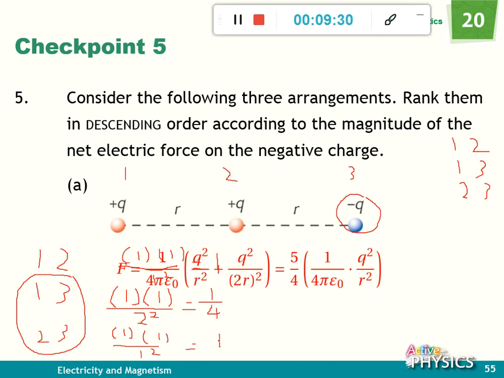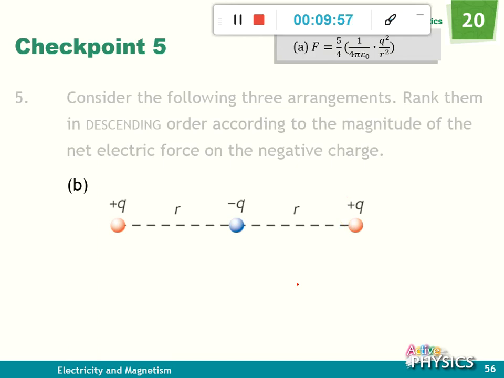The same for this. For 2 and 3, it should be the attractive force. Attractive force, -1. For 1 and 3, also an attractive force. So we can add them together. 1 and 1 over 4 added together should be 5 over 4. This value is for part A.